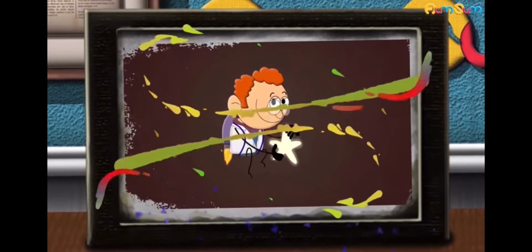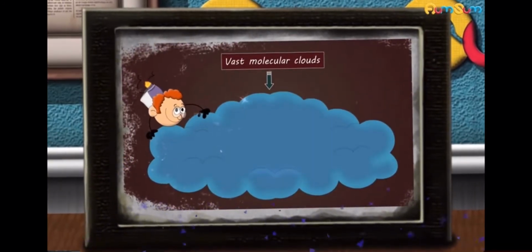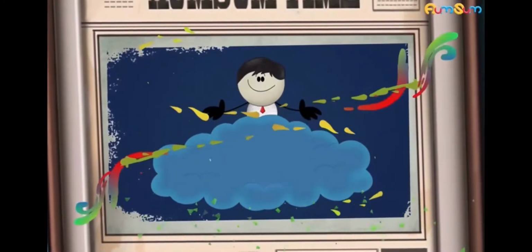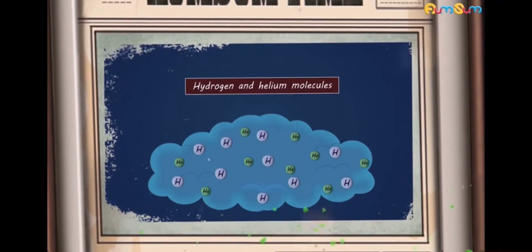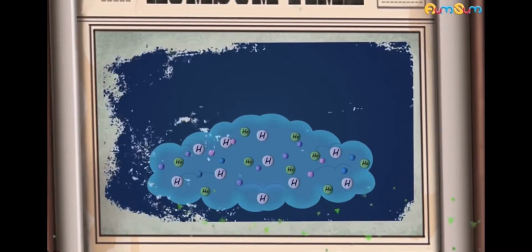A star begins its life inside vast molecular clouds of dust and gas. These molecular clouds are also known as nebulae or dark nebulae. They mostly contain hydrogen and helium molecules along with some other particles.